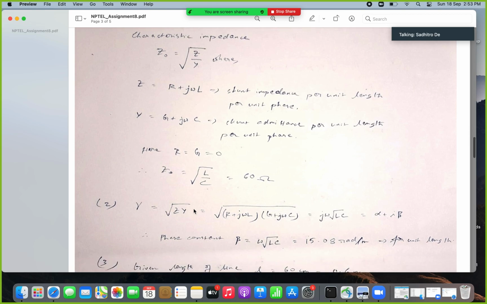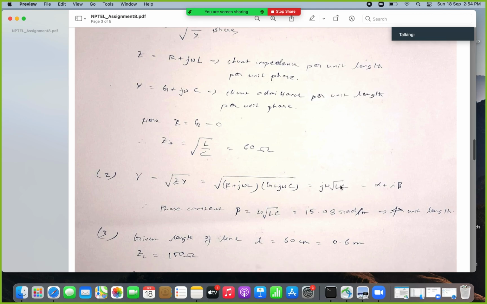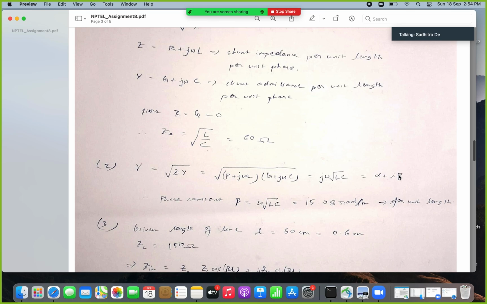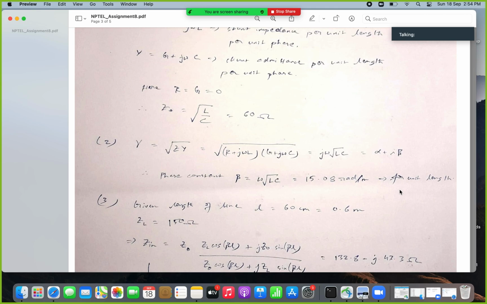Similarly, next one is the phase constant. The propagation constant is root over Z into Y, that is root over (R plus j omega L) into (G plus j omega C). Now since R and G are equal to 0, this turns out to be j omega root over LC. So always for a lossless transmission line, since R and G are 0, the propagation constant will be j omega root over LC. This propagation constant can be written as alpha plus j beta, right? From that we can obtain the phase constant, which is beta.